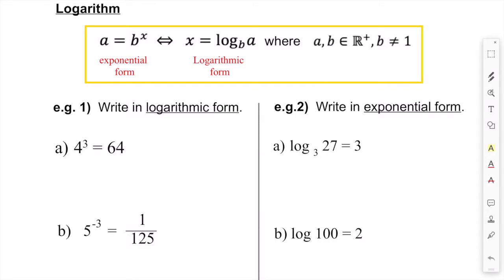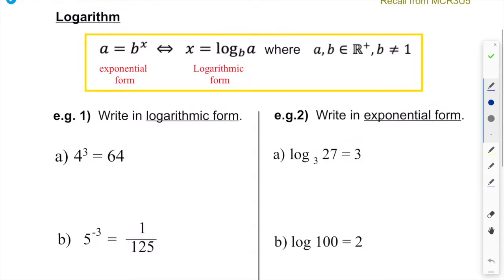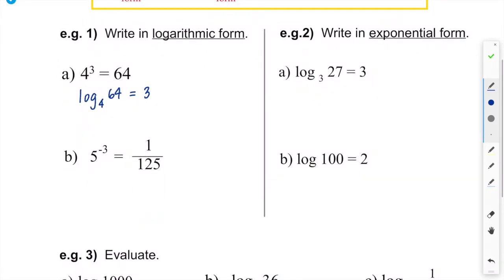Okay. So let's just try writing exponential form into log and vice versa in the first two examples. Let me get my pen. All right. So 4 to the power of 3 is equal to 64. So we know that in this case, the base is 4. So I can say that log of base 4 of 64 is equal to 3. You basically isolate the exponent.